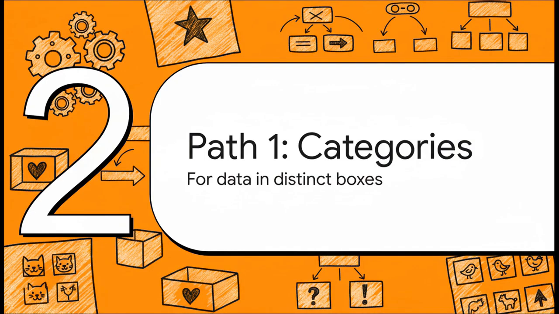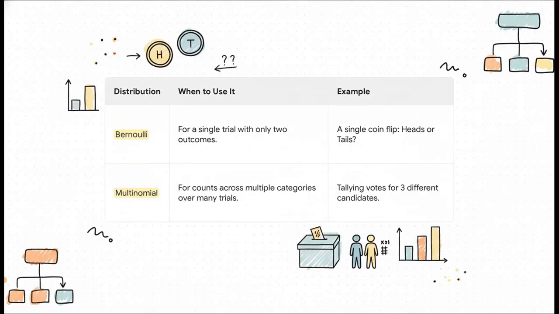All right, you ready? Let's head down our first path, which is probably the most straightforward one, the world of categories. This is for any data that fits neatly into distinct boxes or labels, like yes or no, or red, green, and blue. Now, when you're dealing with categories, your choice is actually pretty simple.